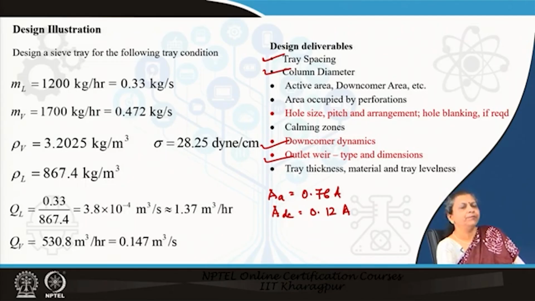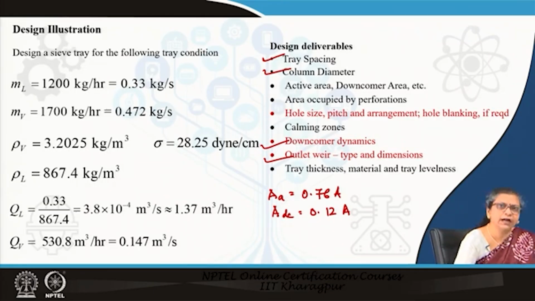It has to be at least less than half of the tray spacing, so that downcomer choke flooding does not take place. At the same time, the downcomer backup should be sufficient such that no vapor circuiting should take place. These things were discussed. Today, through the design, we will see how we can exactly estimate these particular parameters.